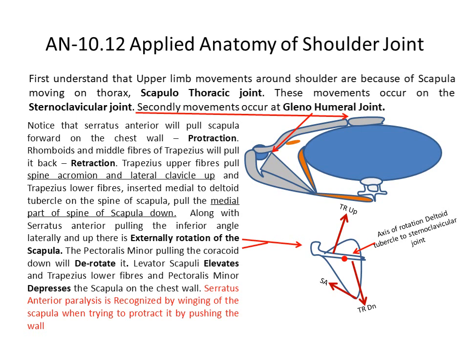Serratus anterior paralysis is recognized by winging of the scapula when you ask the patient to push the wall. And this movement basically needs protraction, which is absent in paralysis of serratus anterior, and thus there is winging of the scapula.